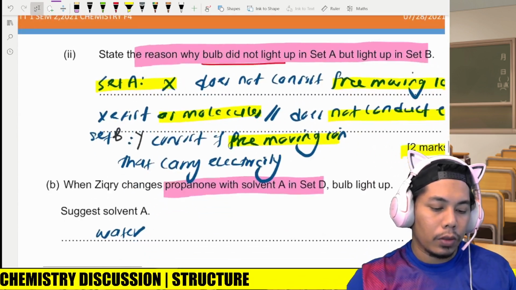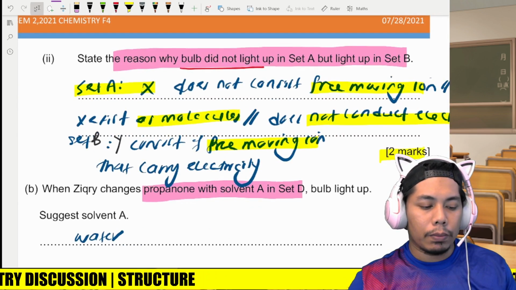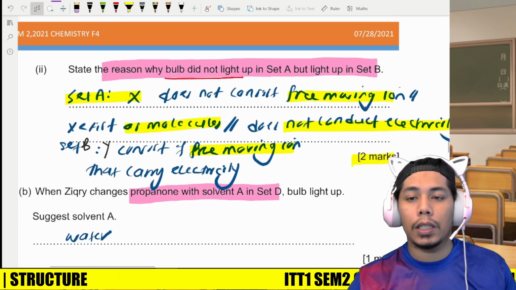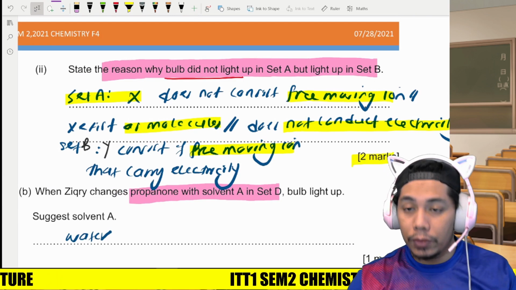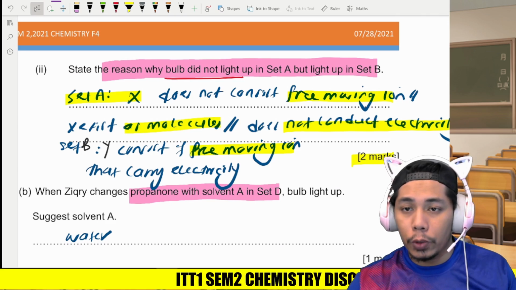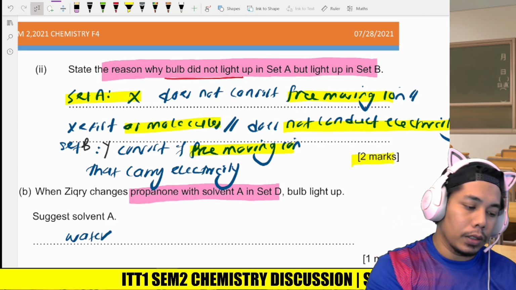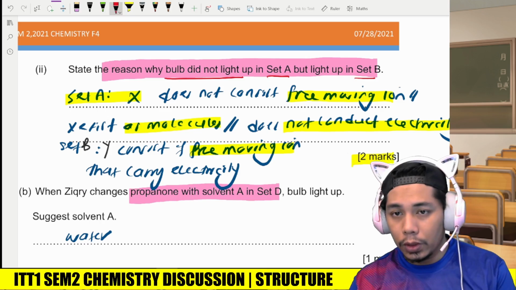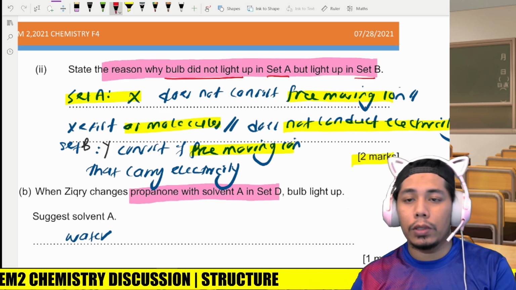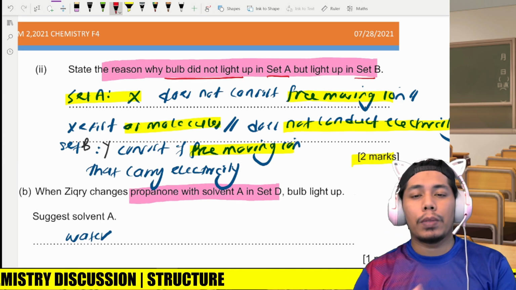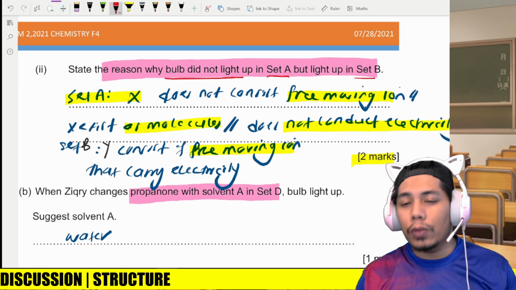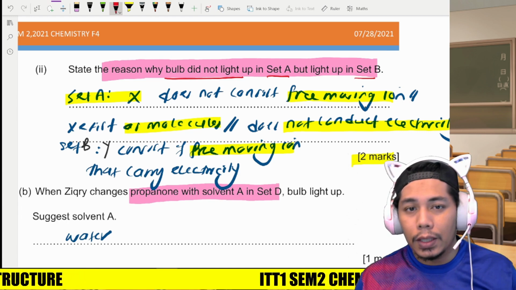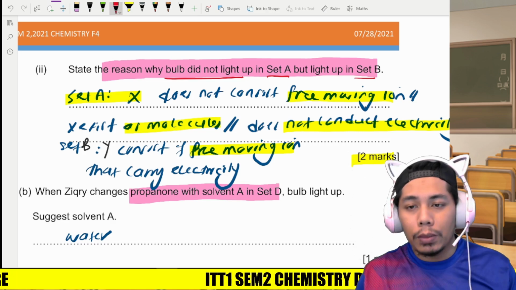Question 2: state the reason why the bulb did not light up in set A and set B. Here I want to stress, first you have to refer to the marks given. There are 2 marks, meaning there are 2 points. And if the question asks about set A and set B, you have to explain one by one: what happened to set A and what happened to set B. You cannot simply answer because there is no free moving ion. Who has no free moving ion, set A or set B? Which compound, X or Y? You did not mention it, so there is no mark.